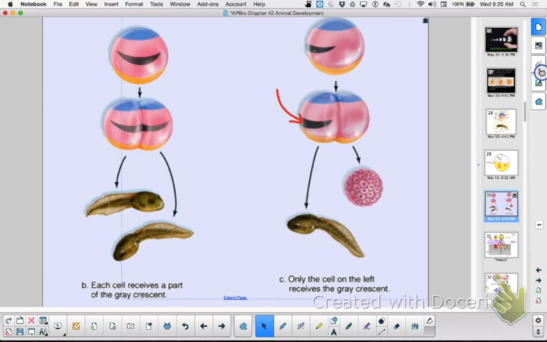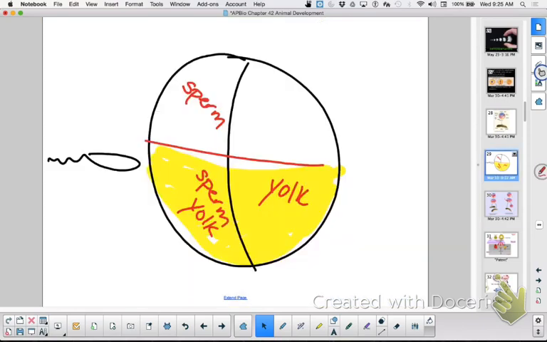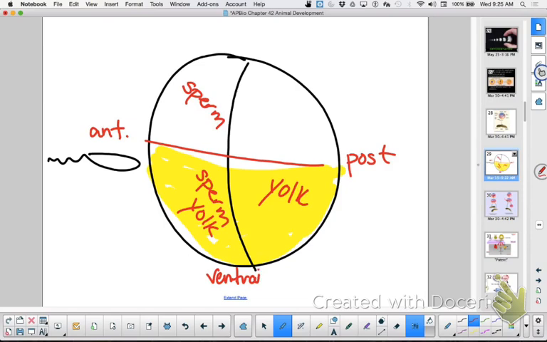Poles. The vegetal area is the area of yolk. It's vegetal, not vegetable. The animal pole will become the dorsal region. So this is anterior. This is posterior. Where you have yolk, this is the ventral region called the vegetal pole. And this is the dorsal, the animal pole.